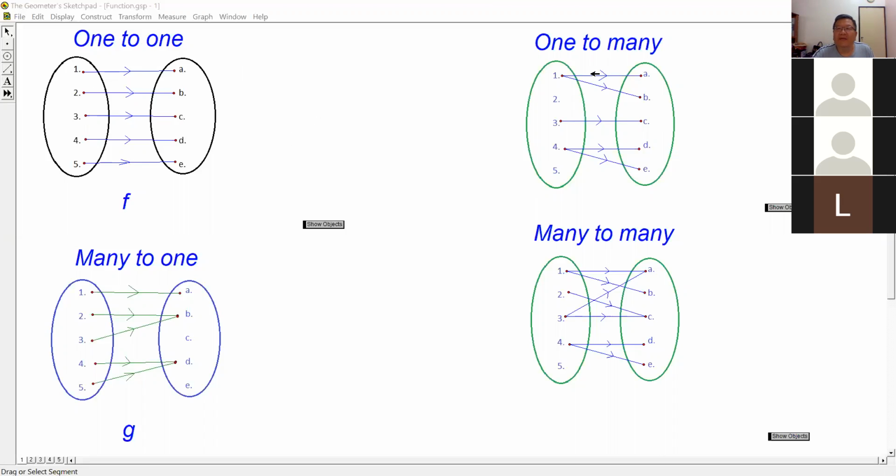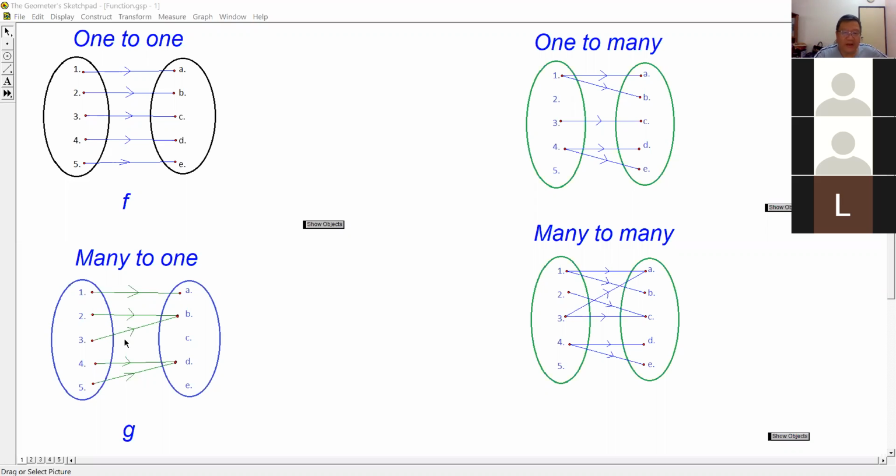Then we have over here one-to-many. Now, how to see whether it is one-to-many or not? If you look at one element in the domain, it maps onto two elements in the range, or in the set here on the right hand side. So this one-to-many, it is not a function. It is not a function.